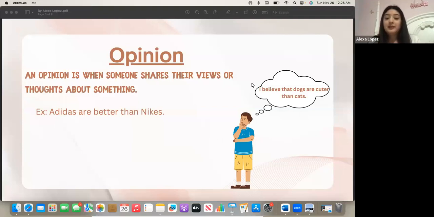So like this man over here in the corner, he's standing in the corner. He's thinking to himself, I believe that dogs are cuter than cats. Do you think that dogs are cuter than cats? Maybe, right? Some people might like dogs, some people might like cats, some people might like both, right? But it's his opinion that he thinks that dogs are cuter than cats.